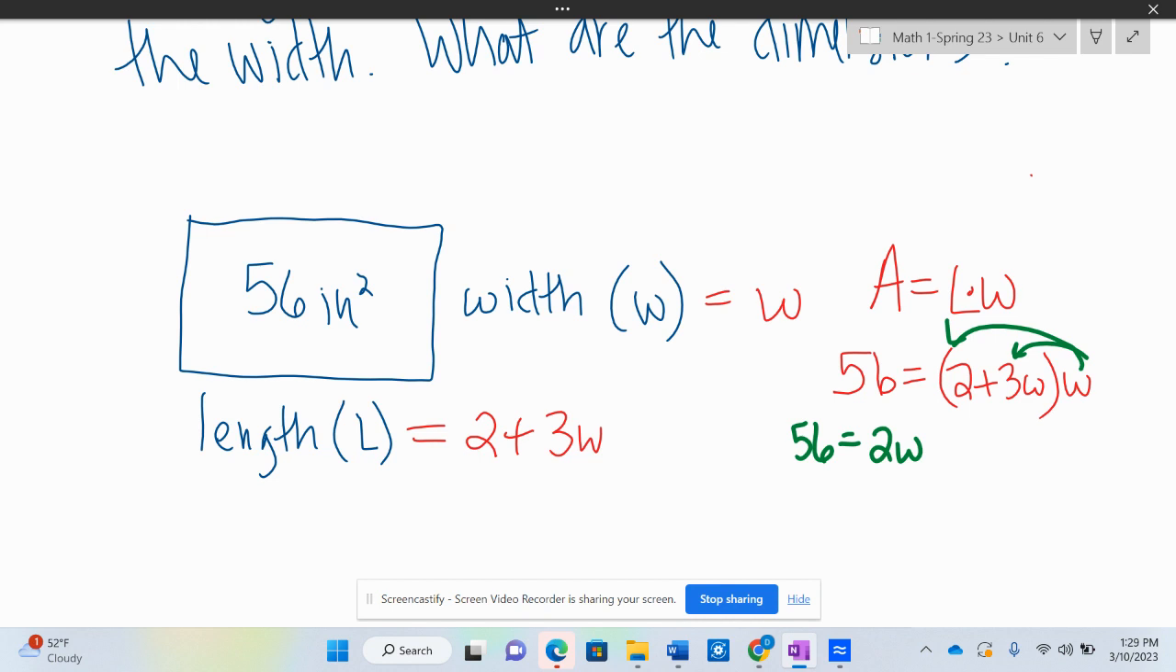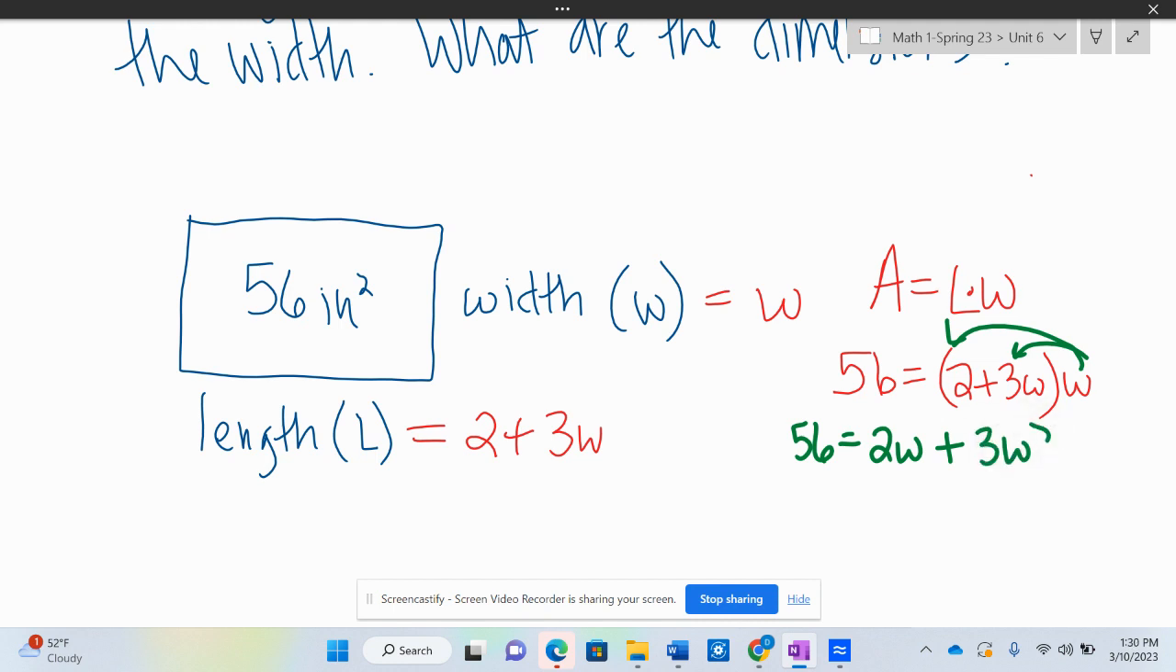It's called the what? Coefficient. Yep. It's called a coefficient. And W times 3W is 3W squared.